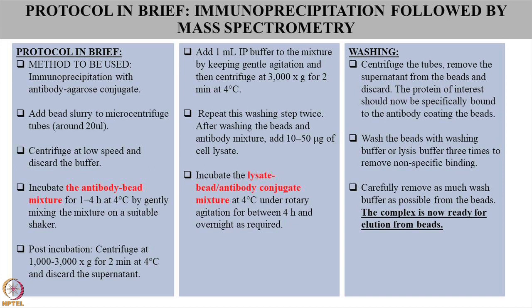And then this lysate-bead-antibody conjugate mixture you can keep with gentle rotary agitation at 4 degrees for overnight binding. Again, it depends on your experiment. If you have already verified using a Western blot, you will know how much of the protein of interest is in your sample. So accordingly you can design. If you think that it is too abundant, then maybe you might not go for an overnight incubation. So these things can be optimized.